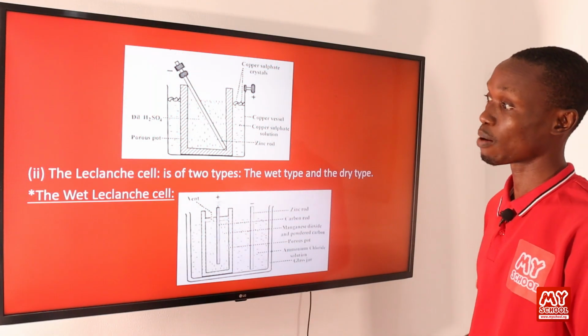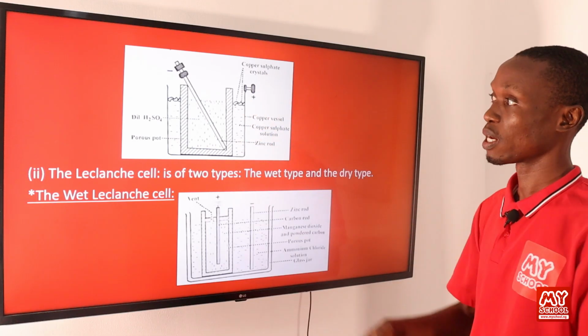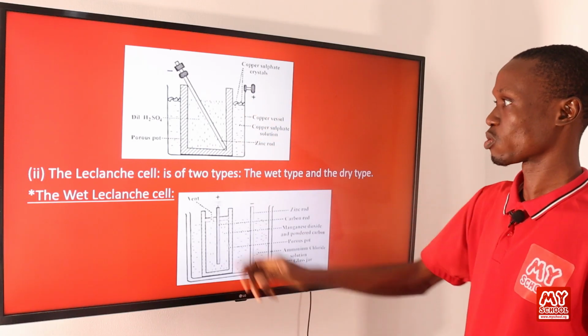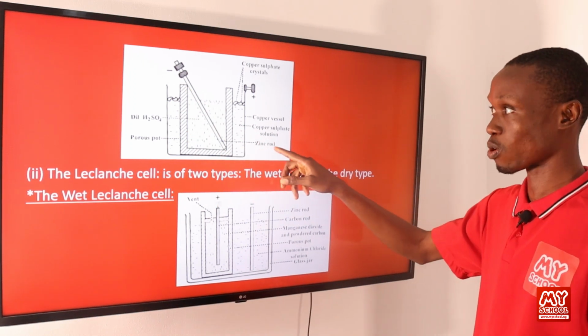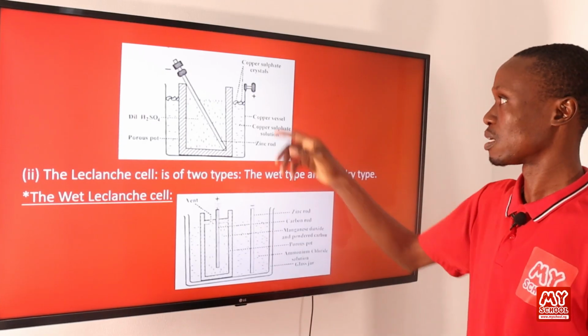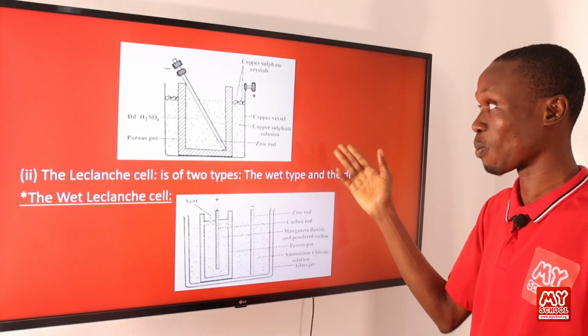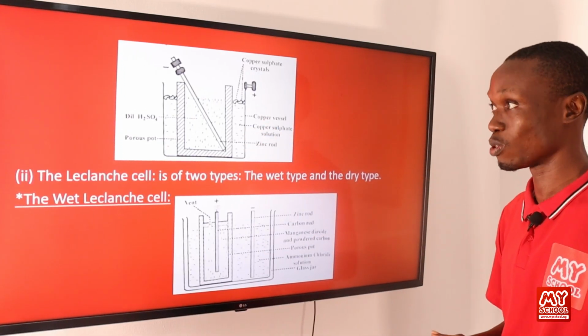This is the diagram of the Daniell cell, and these are the different components that make up the Daniell cell. This is the porous pot, and the porous pot contains a zinc rod. Then inside is the dilute sulfuric acid. Then the outer vessel is the copper vessel. Inside the copper vessel we also have a copper sulfate solution.